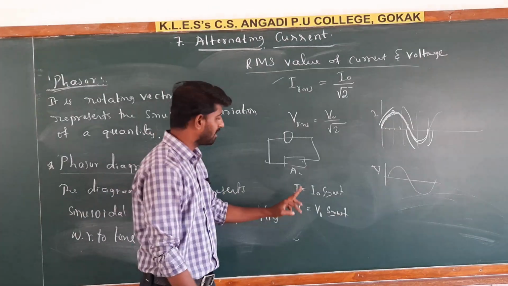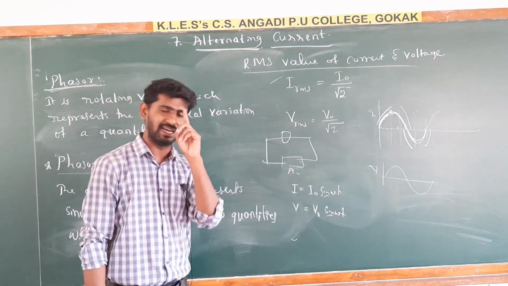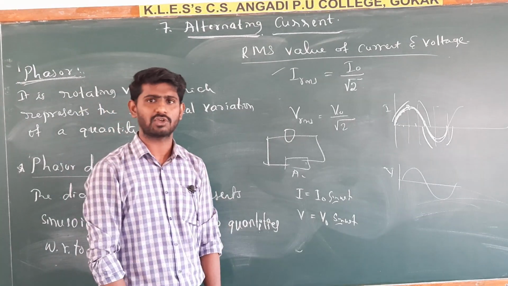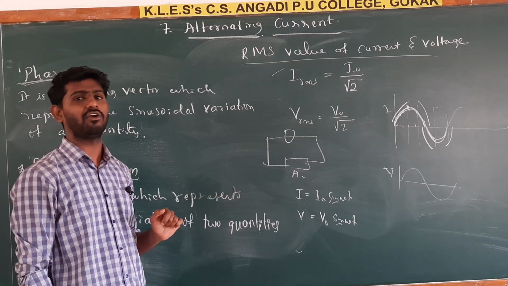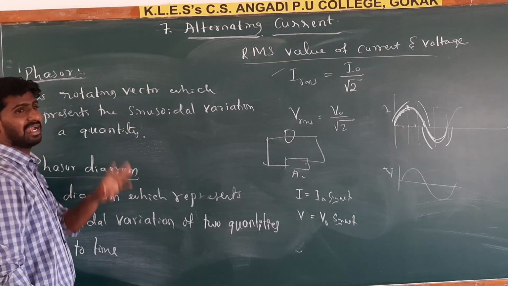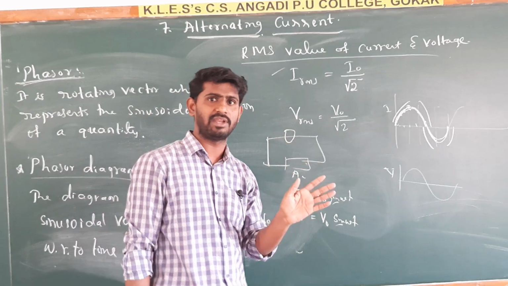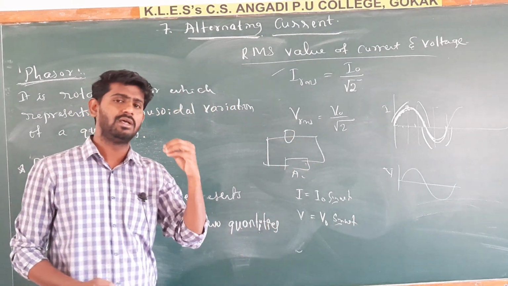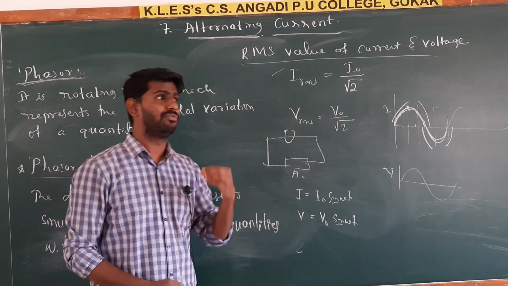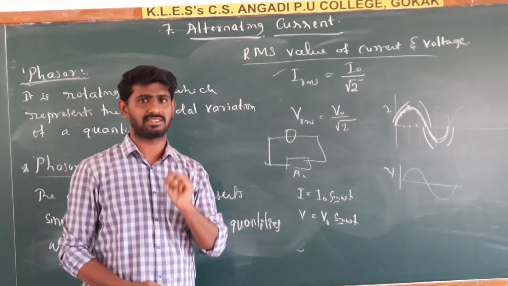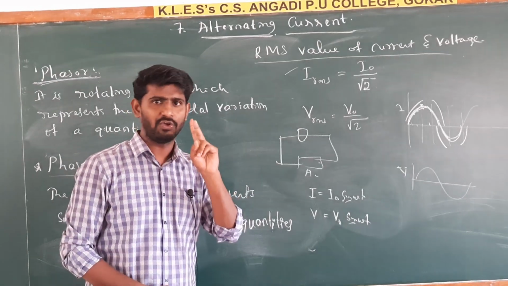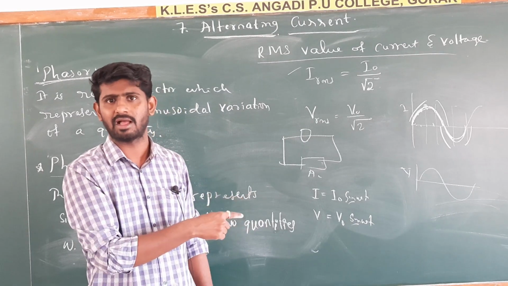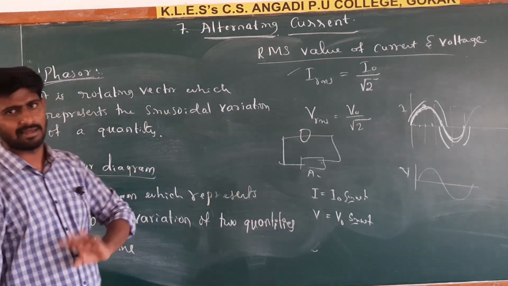So that's why we can represent both voltage and current in a single diagram by writing two phasors. So that diagram is called the phasor diagram. What do you understand? Phasor means it is a rotating vector which can represent the sinusoidal variation of a particular quantity. What is the phasor diagram? The diagram which represents the sinusoidal variation of two quantities with respect to the time. Two quantities should be varying sinusoidally, and their values at a time should be represented with respect to time. So that is called the phasor diagram.